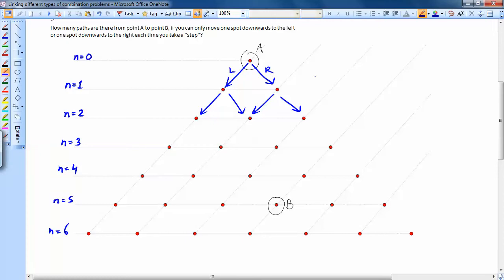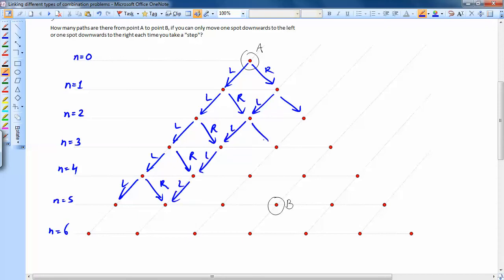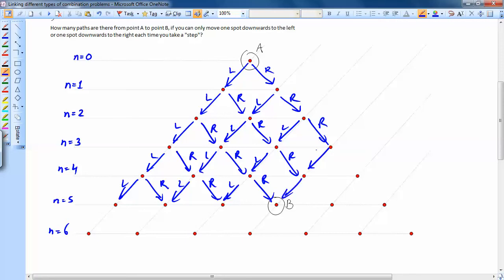If we actually fill in a whole bunch of these, I'm going to do this relatively quickly. So let me just get this out of the way. I've got all these right turns that are possible, all these left turns that are possible. Left, left, left, left. Right, right, right, right. Left, left, left. Right, right, right. Left, left. Right, right, and left.